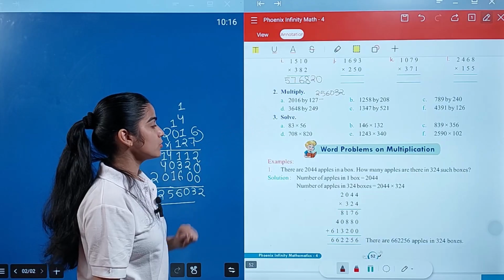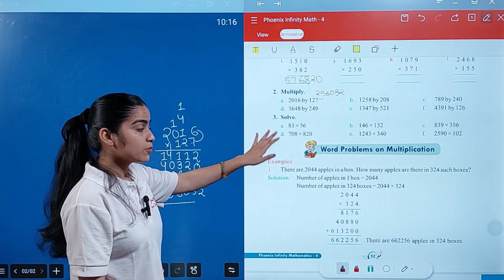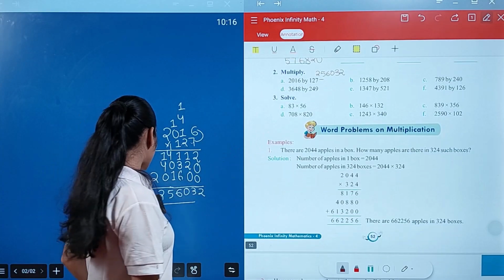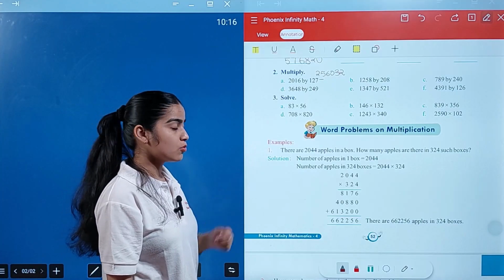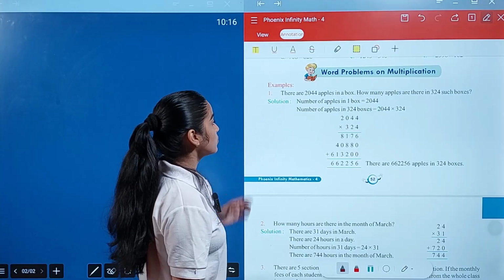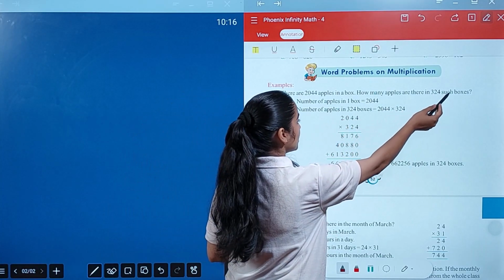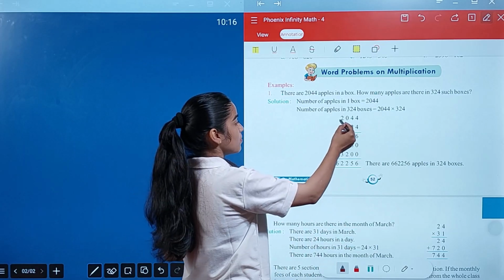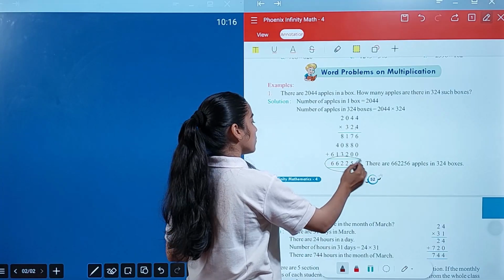Now we move forward to the question number 3, and the same process you have to repeat here. So now I hope so you can do this. Now we have our word problems. Again, we have our day-to-day life situations, and we have to apply the multiplication operation here. So there are 2044 apples in a box. How many apples are there in 324 such boxes? So you just have to multiply 2044 with 324.